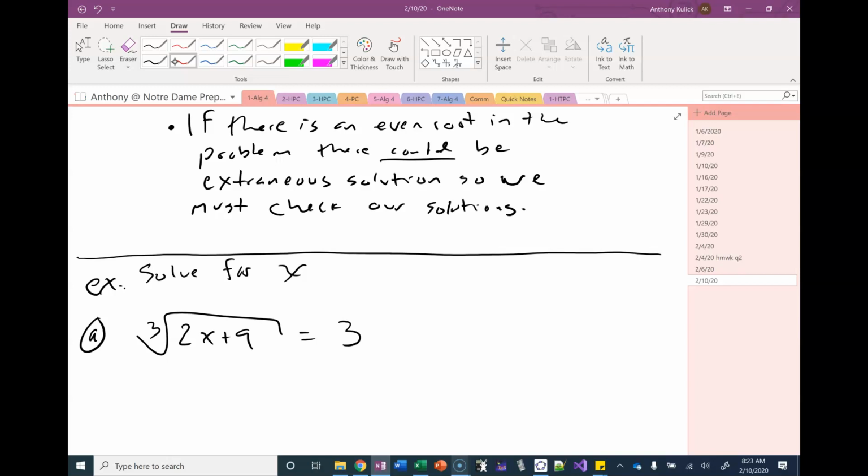I have to get rid of the cube root in order to get at the stuff underneath it. To do that, I'm going to have to cube both sides of the equation because a cube is going to cancel out a cube root. Is everybody okay with that idea?